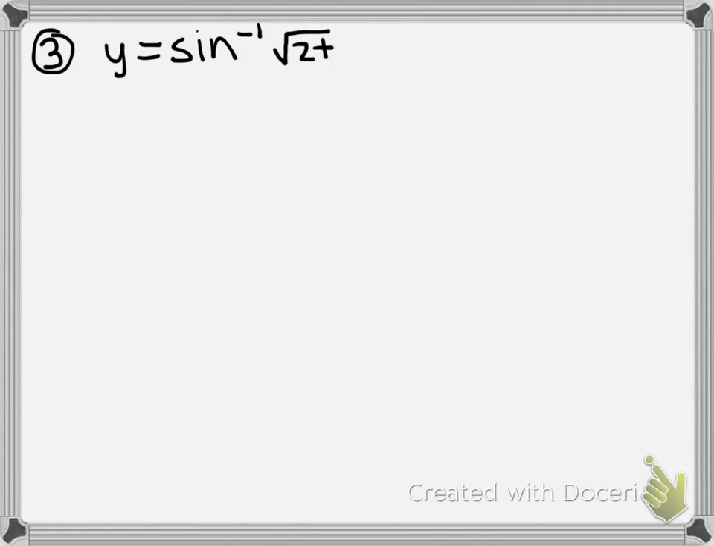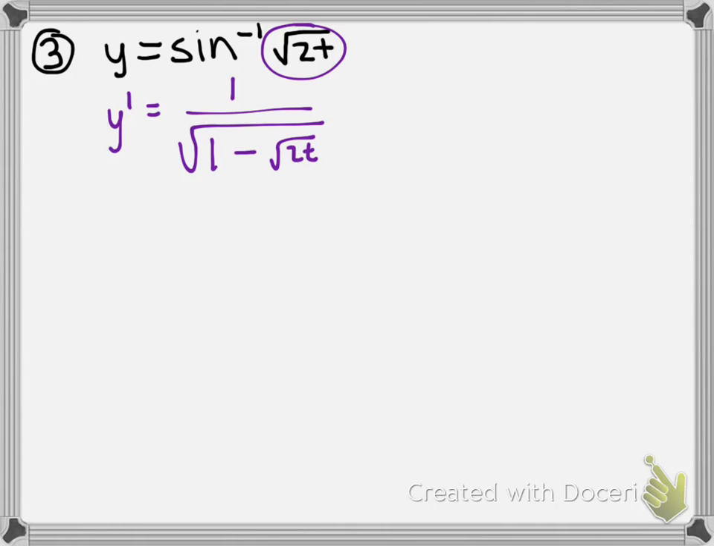Number 3 looks like y equals inverse sine of radical 2t. And so y prime equals, just using the formula, 1 over the square root of 1 minus this guy squared. So there's our u, and we're going to square that. And then the derivative of radical 2t, or 2t to the 1/2. So I'm going to write it like that: the derivative with respect to t of 2t to the 1/2.